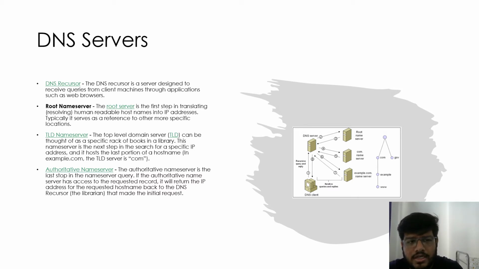Now the TLD, the top level domain server, can be thought of as a specific rack of books in a library. This name server is the next step in the search for the IP address, and it hosts the last portion of a host name. For example, in example.com, the TLD server is com. Now, the authoritative name server. The authoritative name server is the last stop in the name server query. If this name server has access to the requested record, it will return the IP address for the requested hostname back to the DNS recursor, that is the librarian that made the initial request.